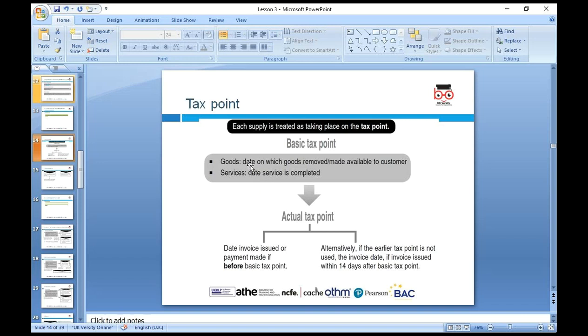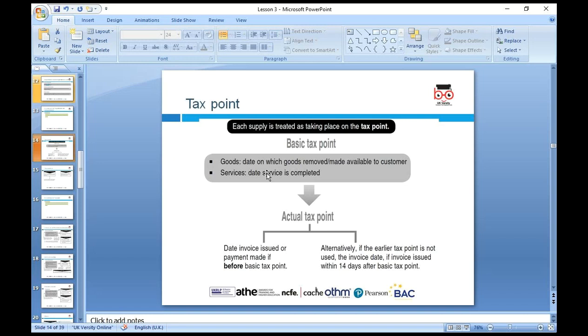But if we deal with services, yes? Services like doctor services, cleaning services or various other accounting services, VAT is only charged when you provide the service, when you complete the service. We are not charged before. The actual tax point is the date the invoice is issued or payment is made, if before the basic tax point. So we issue the invoice, yes. And if we deliver the goods within 14 days, we count that date towards our tax return, and we can include that figure.